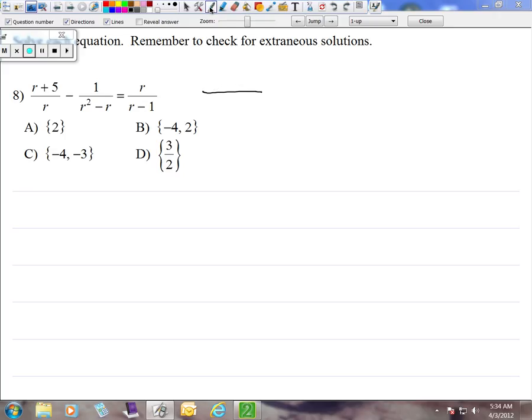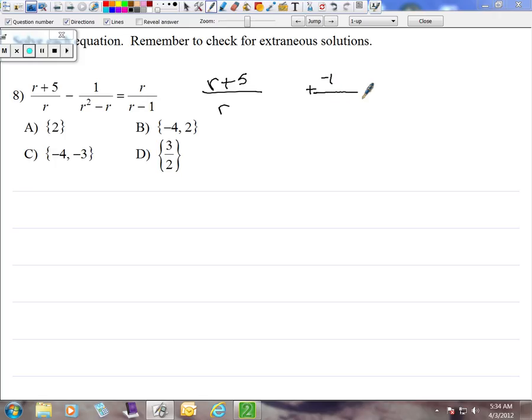Sorry about that. Getting a little hurried. r plus 5 over r can't be factored. Now remember what I told you you should do here. Let's leave a little more room here. Now, remember what I said. Make this plus the opposite.